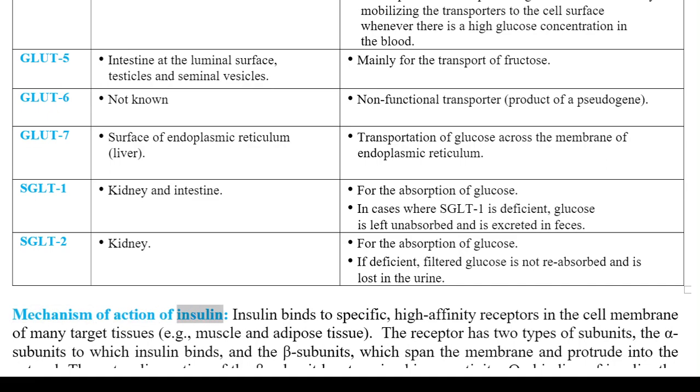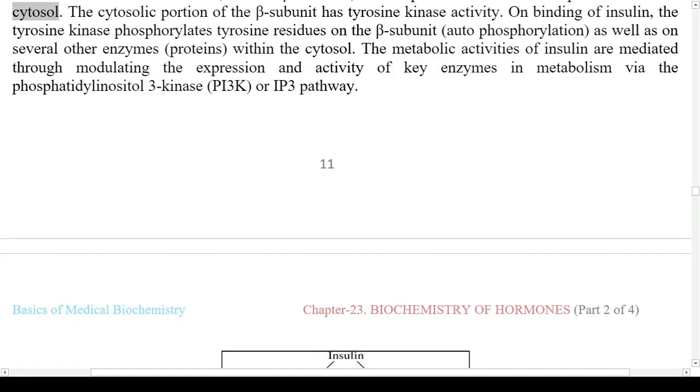Mechanism of action of insulin. Insulin binds to specific, high-affinity receptors in the cell membrane of many target tissues, for example muscle and adipose tissue. The receptor has two types of subunits: the alpha subunits to which insulin binds, and the beta subunits, which span the membrane and protrude into the cytosol. The cytosolic portion of the beta subunit has tyrosine kinase activity.